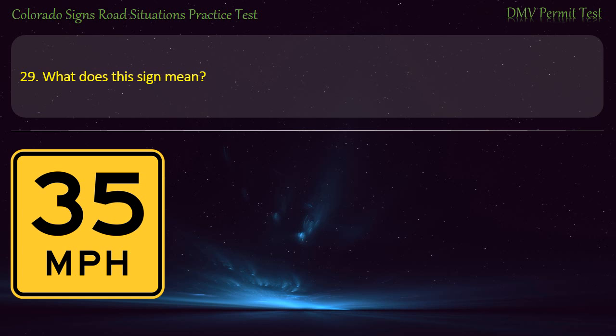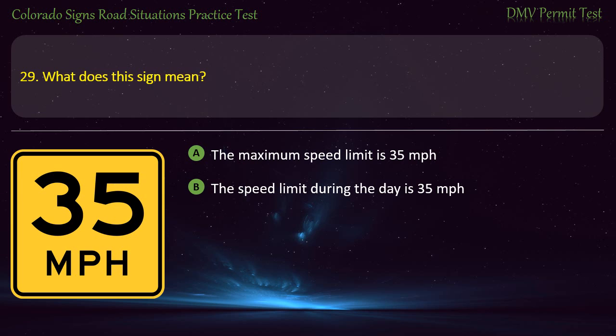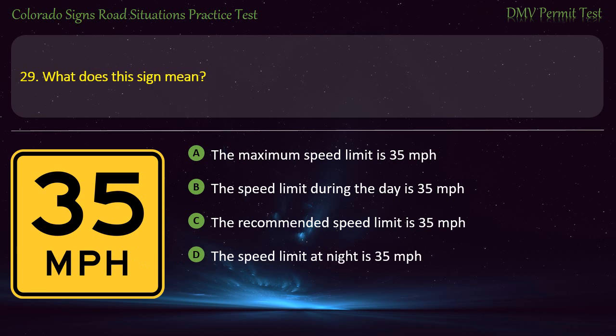Question 29. What does this sign mean? The maximum speed limit is 35 miles per hour. The speed limit during the day is 35 miles per hour. The recommended speed limit is 35 miles per hour. The speed limit at night is 35 miles per hour. Answer. The recommended speed limit is 35 miles per hour.